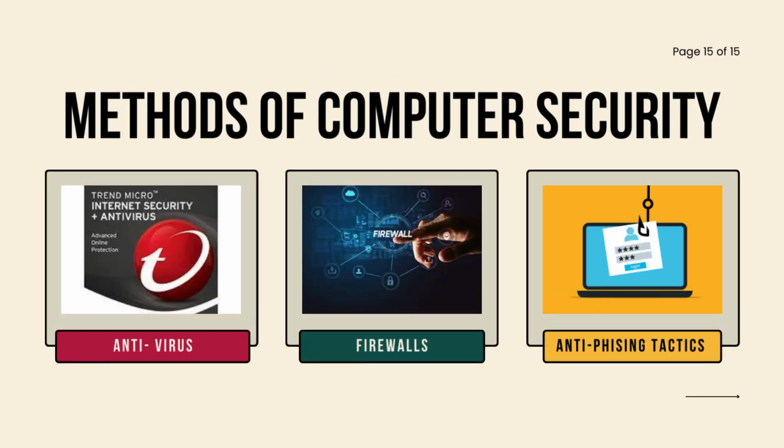Next is antivirus. Antivirus is a computer program used to prevent, detect, and remove malware. Examples of antivirus include Nox, Norton, and Quick Heal. Next is firewall. Firewalls prevent unauthorized internet users from accessing private networks connected to the internet, especially intranets.